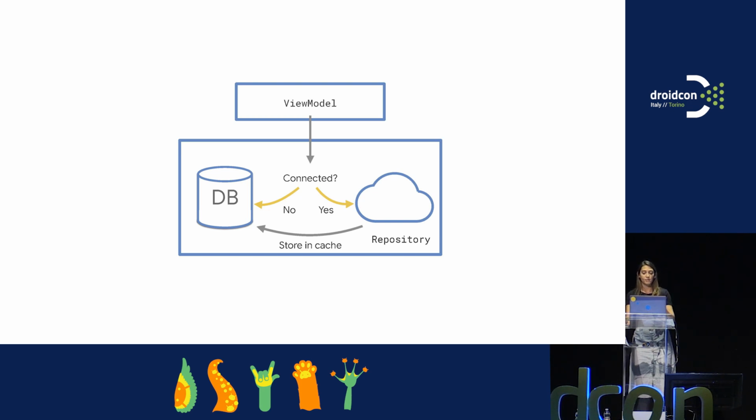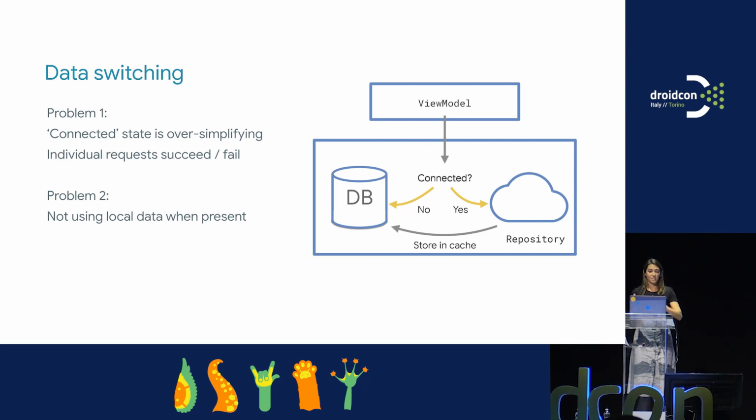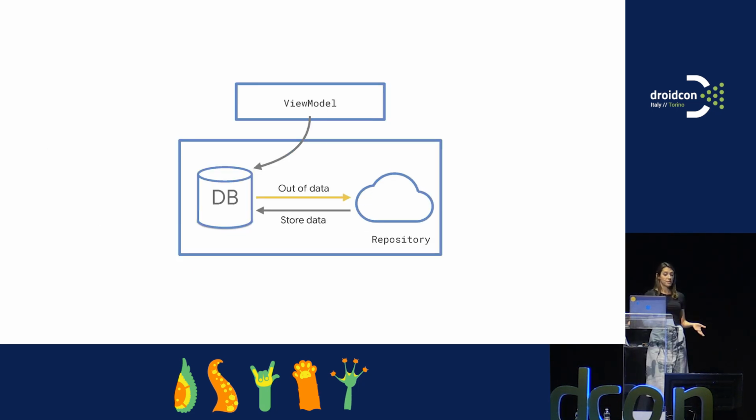And then once we get the data from the network, we store that in the database. But we saw that with this kind of data switching, there are several problems. The first one is that this connecting state is a very oversimplification of the problem. What happens if some of your requests succeed, but some fail? How will your data actually look? Then you are storing some data in the local database, but you're not really using it at all, even if it's present. And then we thought about a different solution.